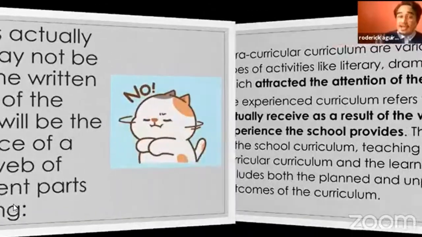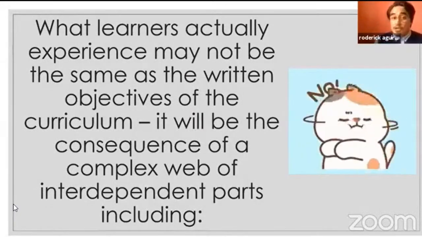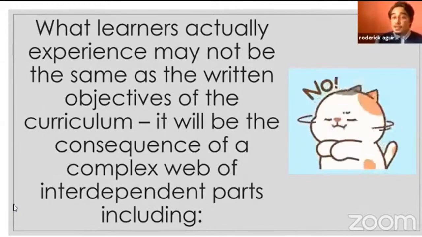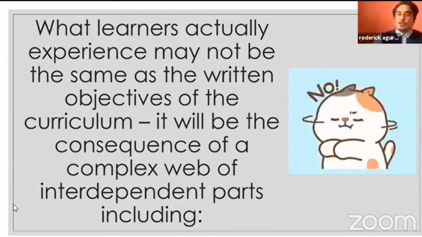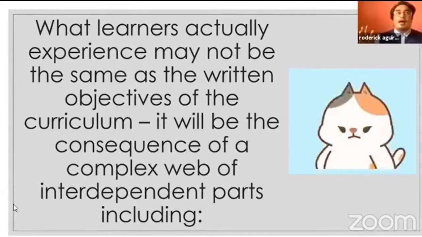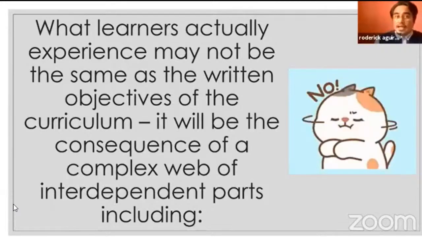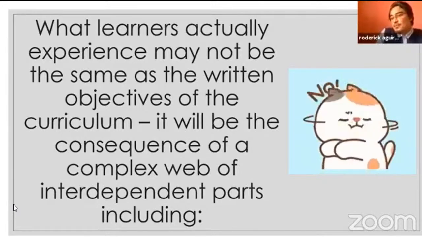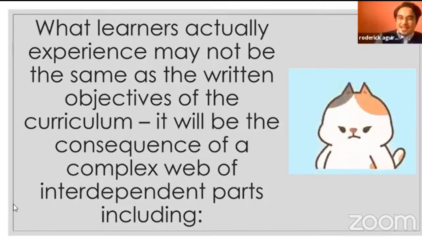Now, what learners actually experience may not be the same as the written objectives of the curriculum. It will be the consequence of the complex web of interdependent parts, meaning what could be other reasons if we fail? This is what we've been teaching to our students. This is what we have been hoping that our students experience in our school, and yet they come out different. They come out deviant from what we expected them to be. So these are certain factors that probably we failed to integrate in our planning.